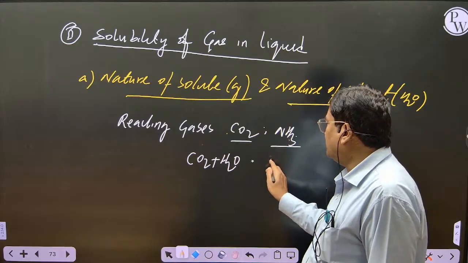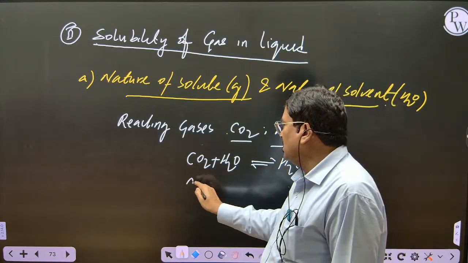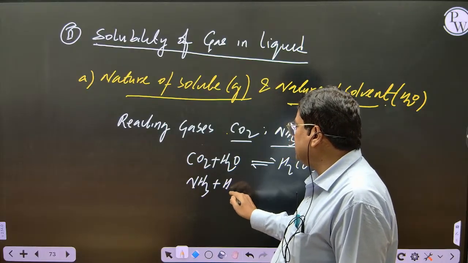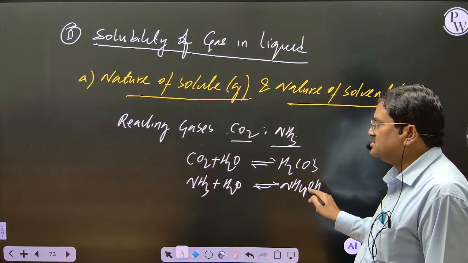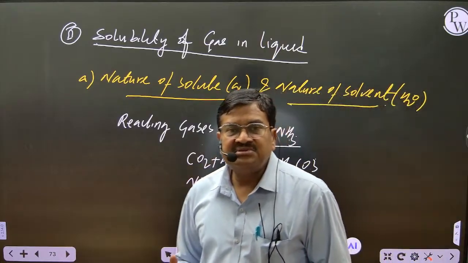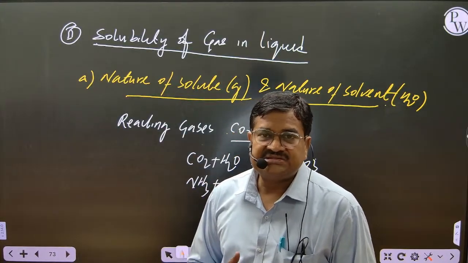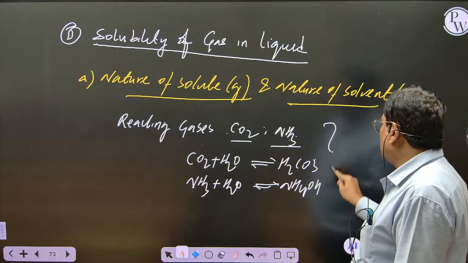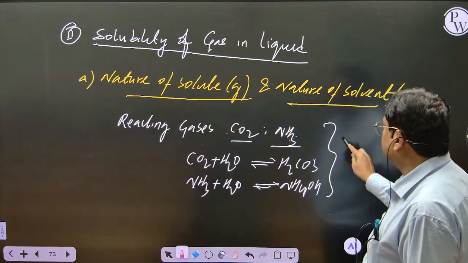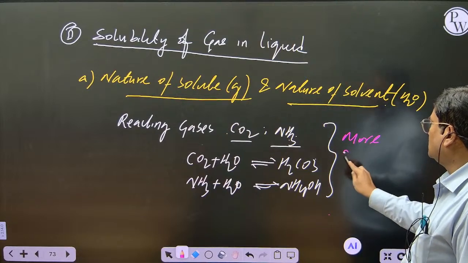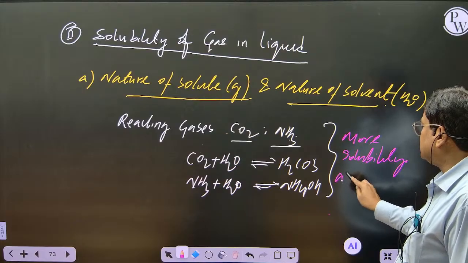You know the formula of carbonic acid? H2CO3. And you know, in the equilibrium chapter, ammonia, when you place it in water, it will form ammonium hydroxide. So are they reacting gases or not, student? So reacting gases will have more solubility in the solvent. Why do they have more solubility? Because they are reacting, they have more solubility as they are reacting gases.